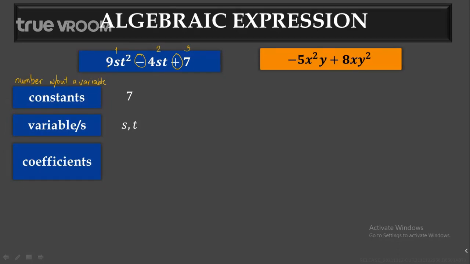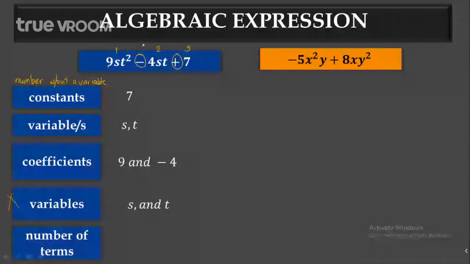What are our coefficients? We only have 9 and negative 4, because 7 is the constant. When we say coefficient, it should have a variable together. You multiplied it with a variable. So only 9 and negative 4 are multiplied to our variables s and t. The 7 here is what we call the constant. New word, you learned a new word today. Next, the number of terms. We counted a while ago the number of terms. It is separated by minus and plus. So 1, 2, 3. Therefore, there are 3 terms. Understood? Understood the blue example? Yes or no?